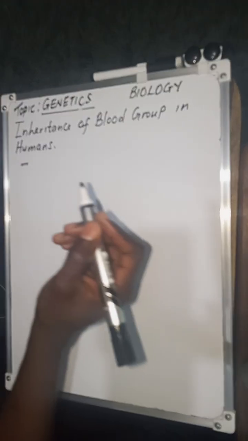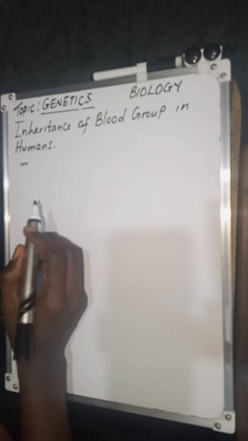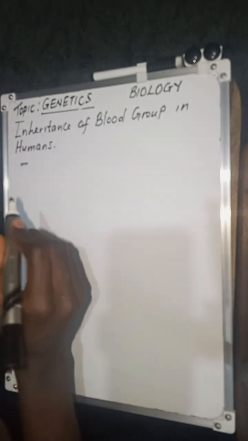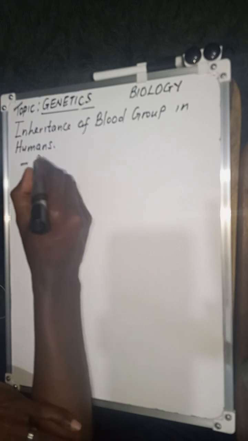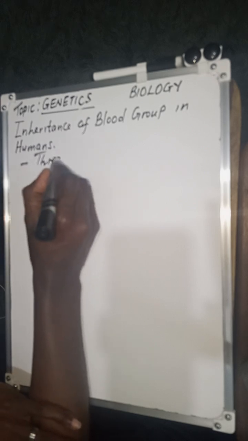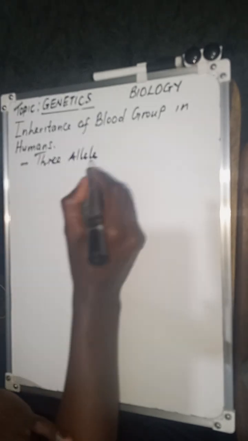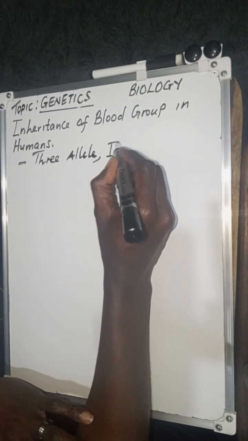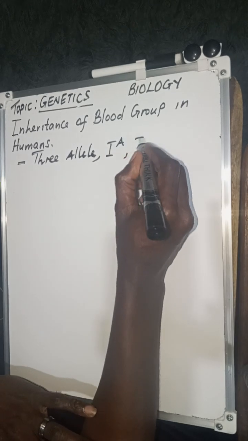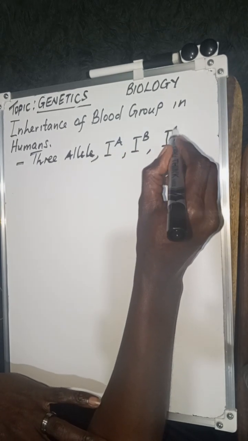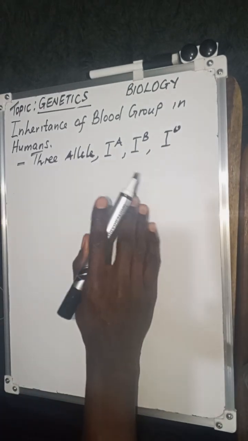So what you need to remember is that blood group inheritance in humans is actually controlled by three alleles. There are three alleles that control the inheritance of blood group in humans, and these are allele A, allele B, and also allele O. Now, how are these actually determined?